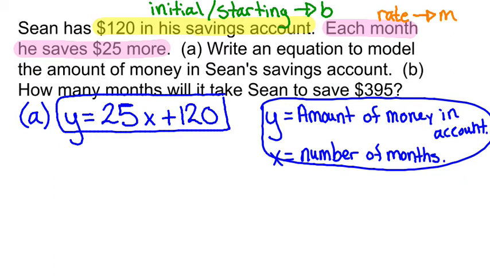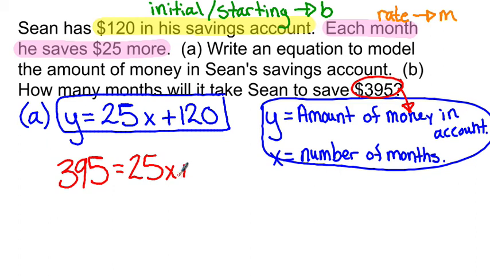Question B says, how long would it take, or how many months will it take for Sean to save $395? Well, this is what I want my answer to be. This is what I want the amount of money to be. So I put that in for the amount of money. 395 goes in for y equals 25x plus 120. Now we can see we have a two-step linear equation.